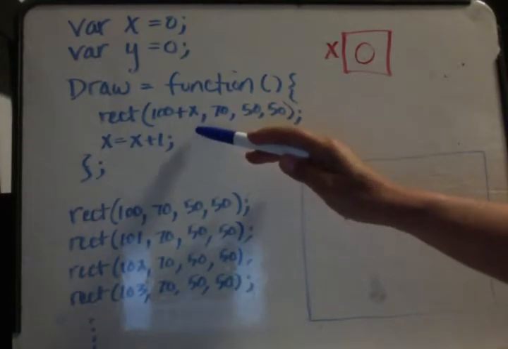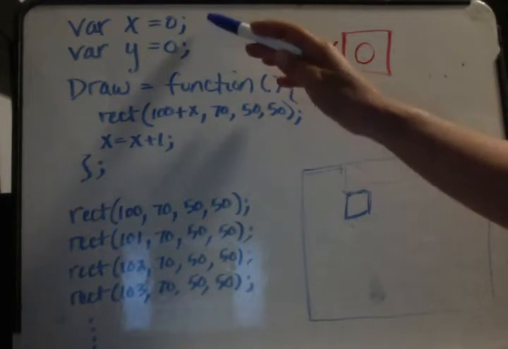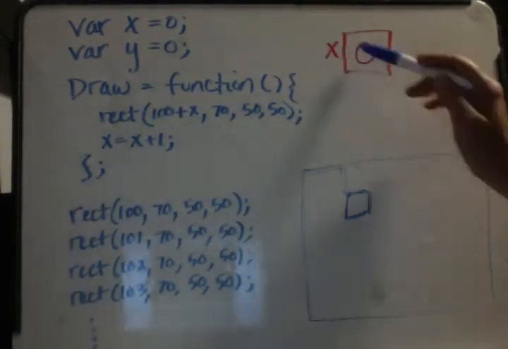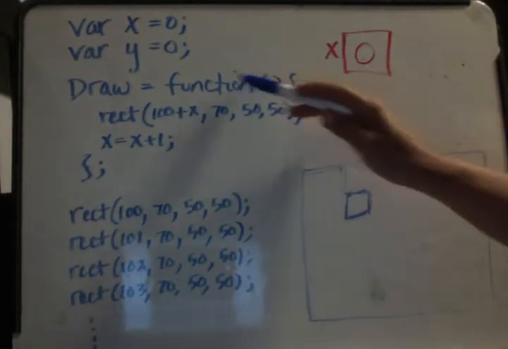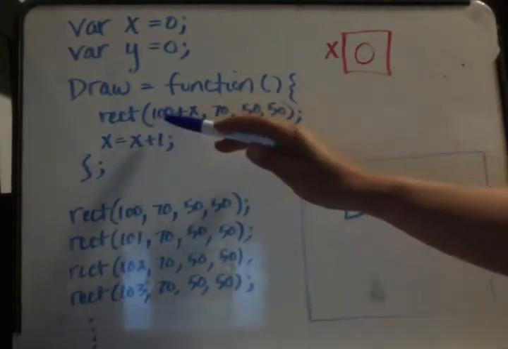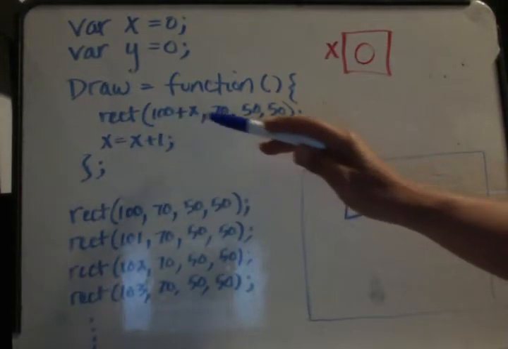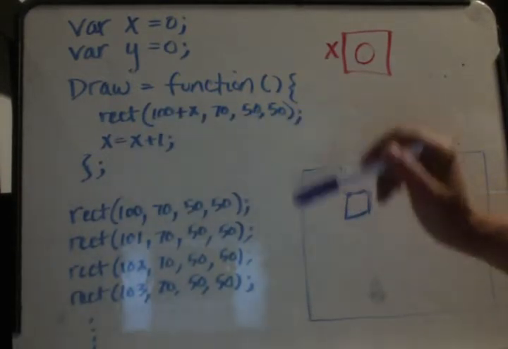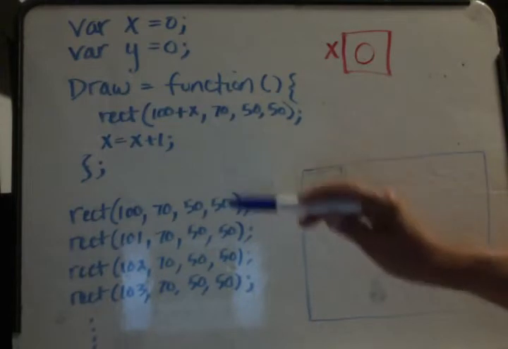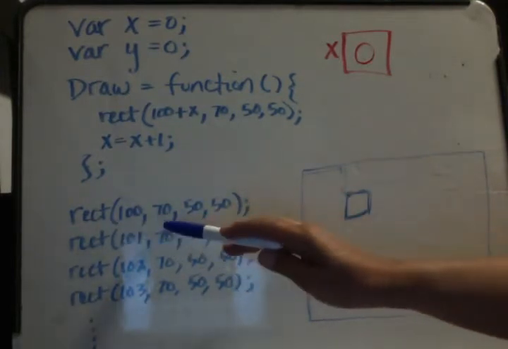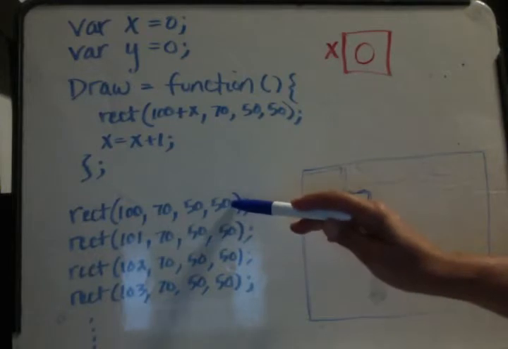Let's see how that actually gets the picture to move. Let's take a look at the variable x. It has a value of 0 to start off with. Now the draw function comes in and we get the rect statement. It's going to say 100 plus 0, and then 70, 50, 50. 100 plus 0 is just 100. So essentially we've written out this rect statement: 100, 70, 50, 50.